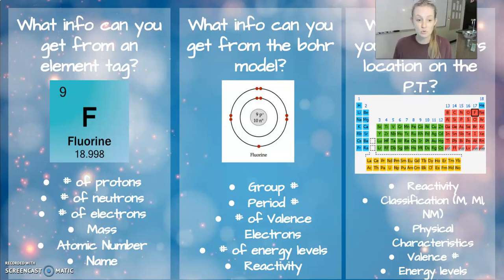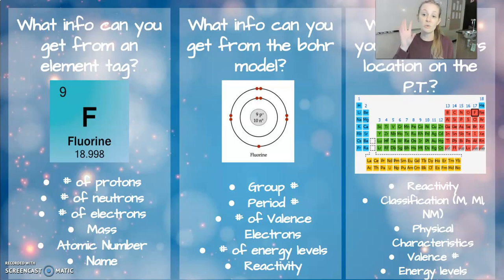You can get the number of neutrons by taking that atomic mass and subtracting that atomic number. So 19 minus 9, so we have 10 neutrons for fluorine. We can tell what the mass is. The mass here is 19 for fluorine. We tell the number of electrons, again from our atomic number, same number as our protons. So fluorine has 9 electrons. And of course we have our atomic number in the name of the element. You can get all of that information from an element tag alone.